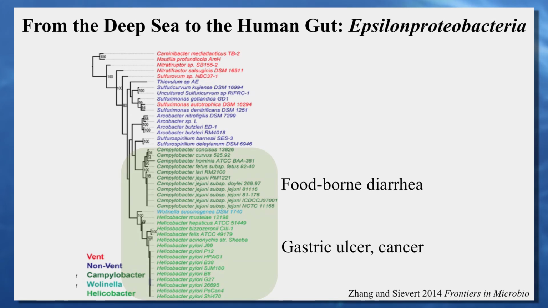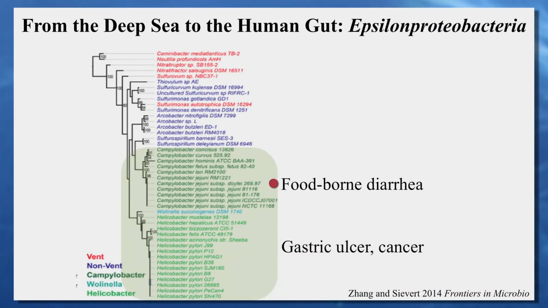They can cause gastric ulcer, in some cases cancer. This is Helicobacter, H. pylori, which we're often tested for at the doctor. And then another group of bacteria that can contaminate our food or drinking water, Campylobacter. So until about 15 years ago, this is what we thought existed within this group.